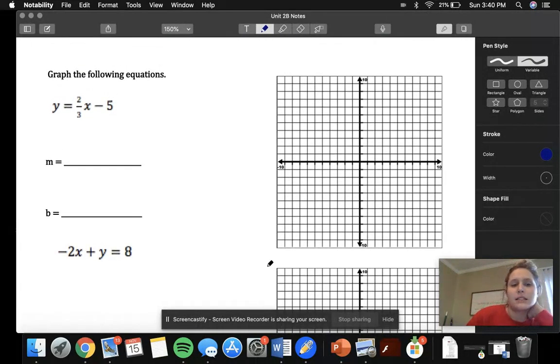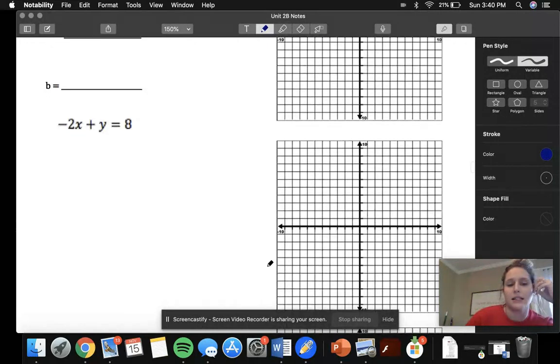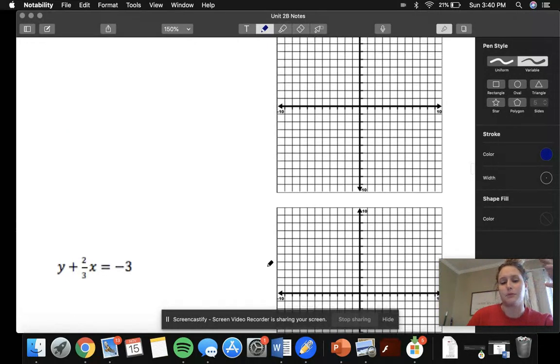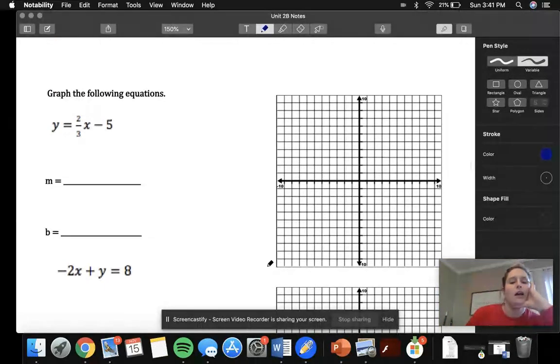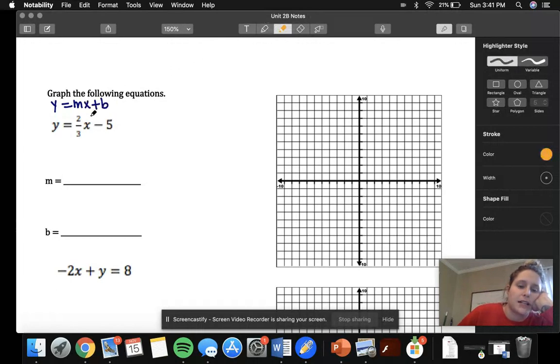Now we're going to go to the next page, which is on page 14. This one is the last one that kind of has the m and the b as a line. We'll still do the same exact thing. So y equals 2/3 x minus 5. Y equals mx plus b. It looks like it is ready to be graphed.